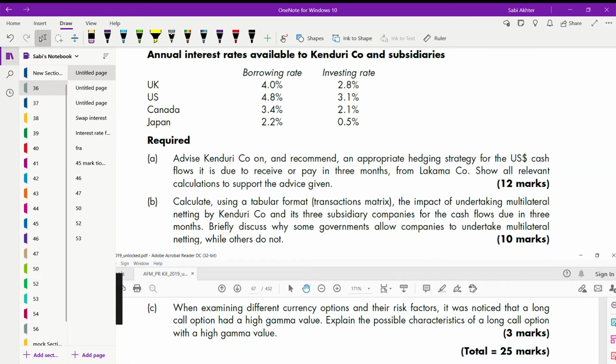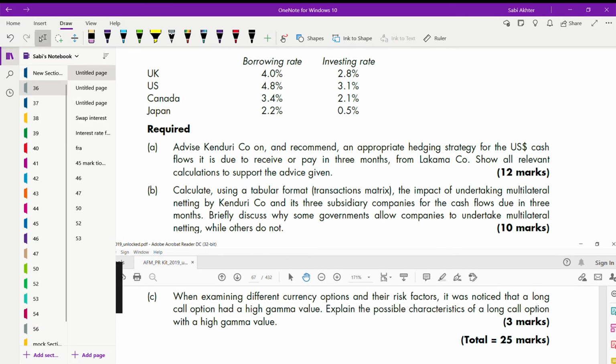They have told you to calculate using a tabular format transaction matrix. That is your multilateral netting only. Impact of multilateral netting by carrying out the cash flows. And briefly explain why some governments allow companies to undertake multilateral netting, why others do not. Please read the theory part of it.